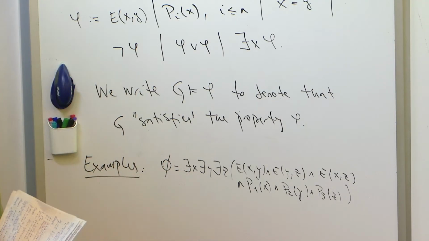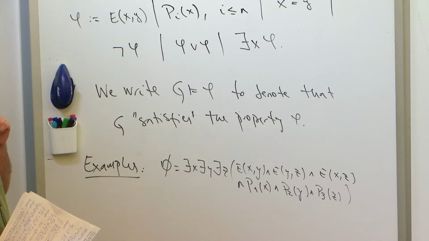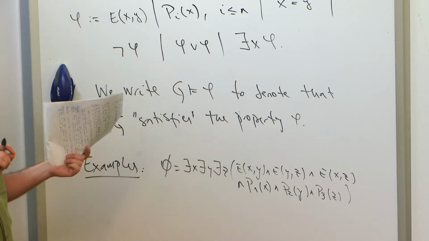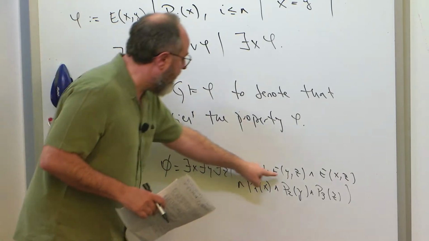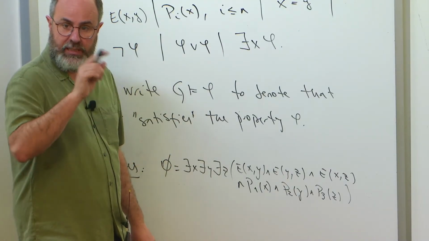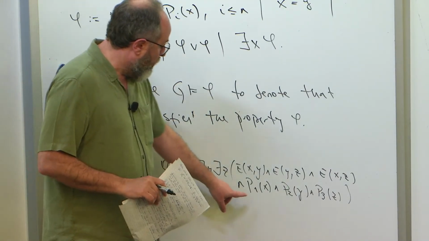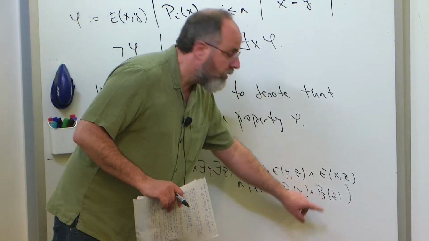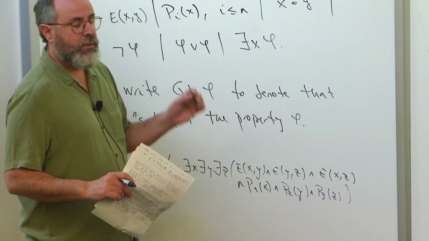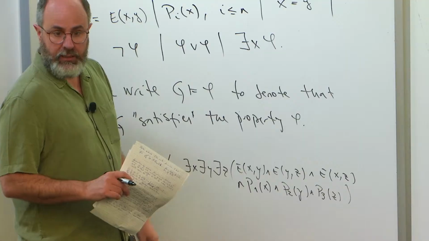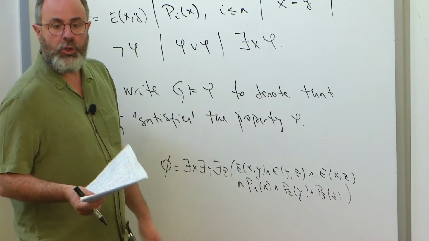Which property does it express? It expresses that there exist three nodes, X, Y, and Z, that are all linked to each other. Every pair of these nodes is linked to each other. And one node has color 1, one node has color 2, and one node has color 3. So it expresses the property that there exists a triangle in the graph with three different colors.